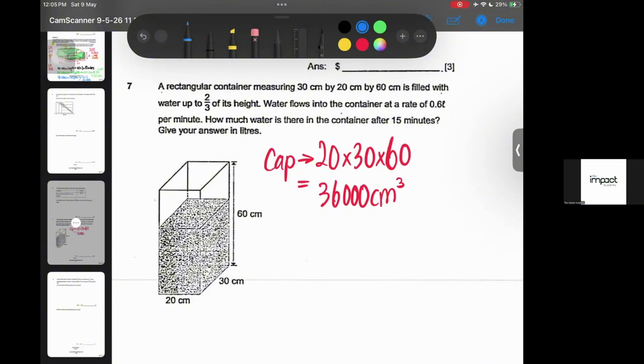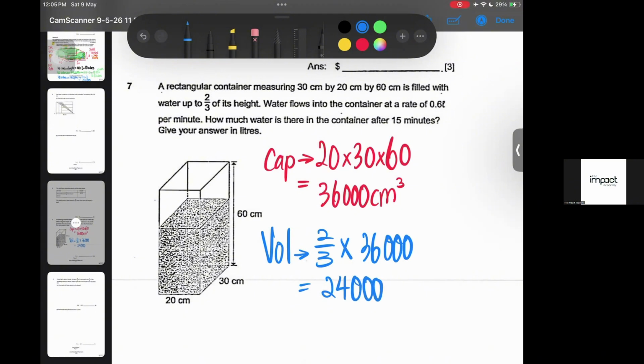Once again, like I mentioned, always find your volume first. Agree or disagree? 2/3 times 36,000, we get to an answer of 24,000 centimeter cube. Make sense? Over here, I will just quickly note down that this is 24,000, so you know how much water is inside.